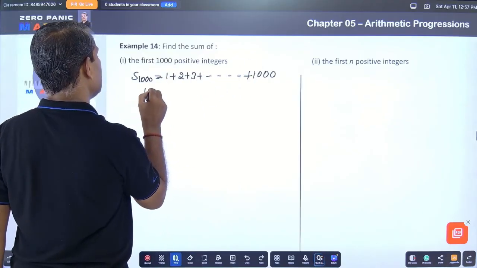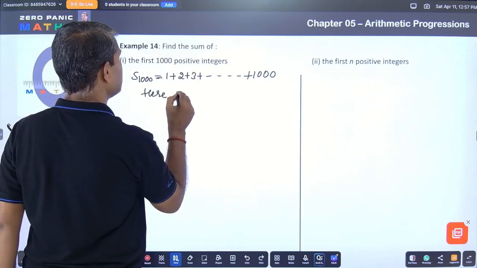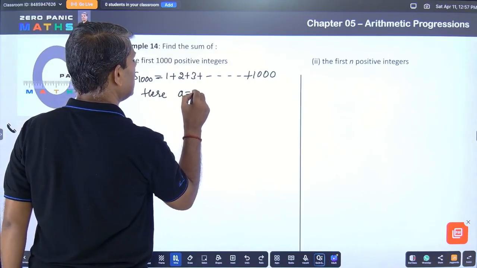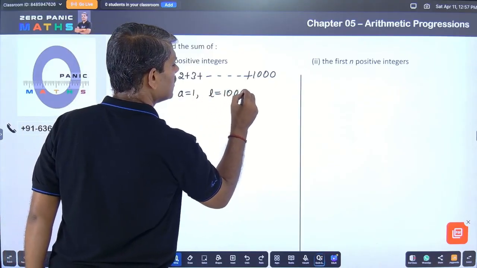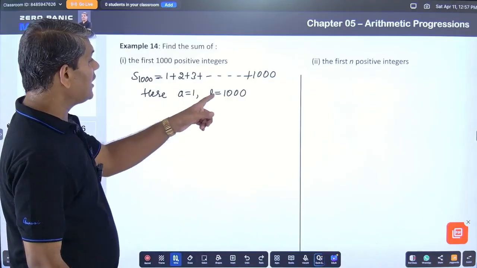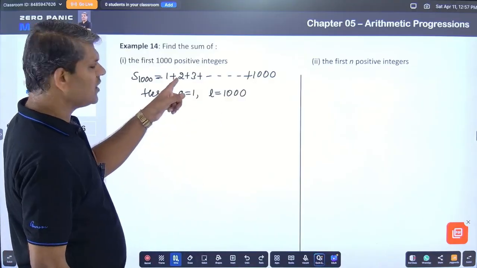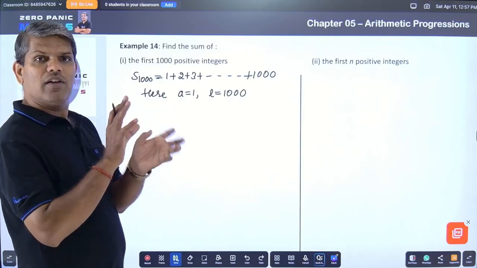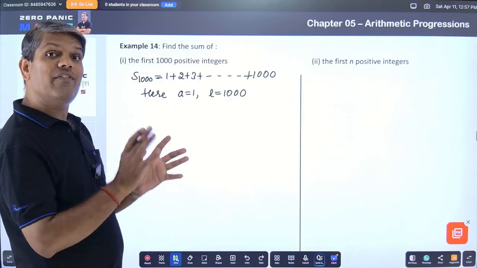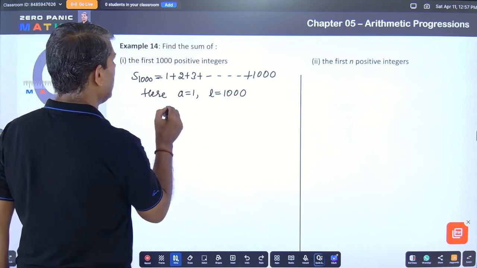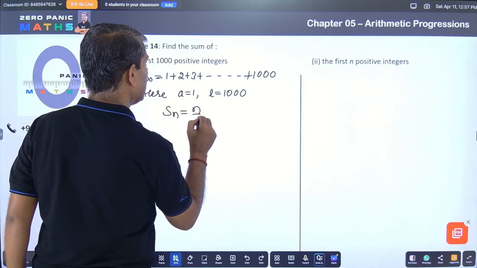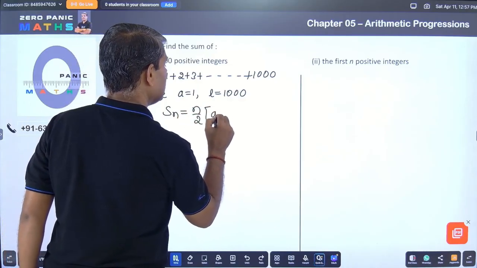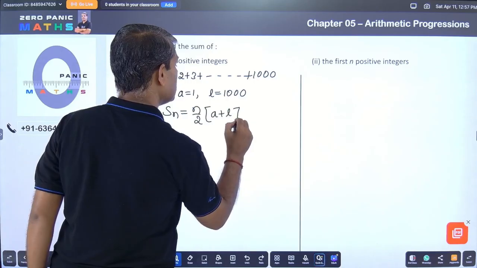So here what they have given us is the first term a and the last term, that is 1000. If the first and last terms are given, though there is a d given here, we have a reduced formula, a simpler formula for calculating the sum, and what is that? Sn is equal to n by 2 into (a plus l). You remember this formula?